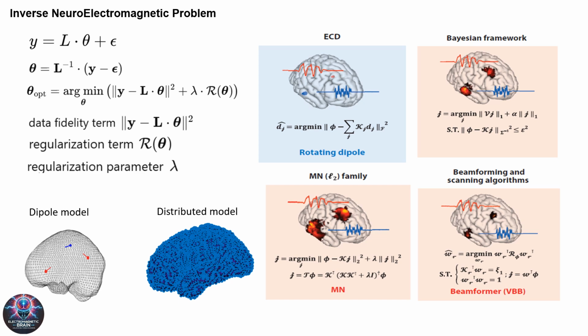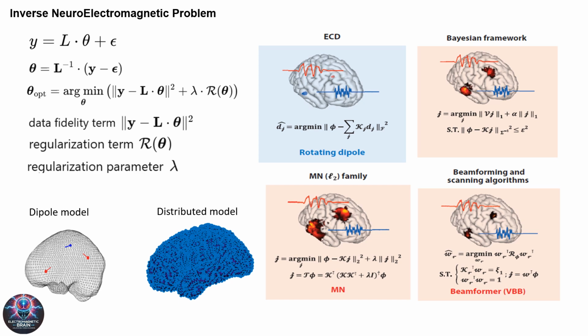Classic dipole models like ECD and MUSIC are designed for scenarios involving a small number of discrete, well-defined neural sources, while distributed models like MNE and beamforming focus on continuous source distributions. On the right side of the slide, we present four of the most common methods. The Bayesian approach solves the posterior distribution by combining prior knowledge with the likelihood of the observed data, typically maximizing the posterior, MAP estimation, to provide a refined estimate of the source parameters.